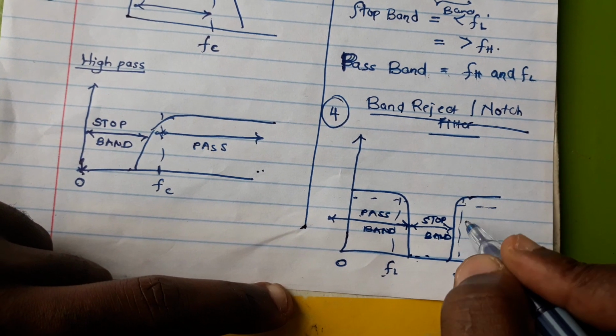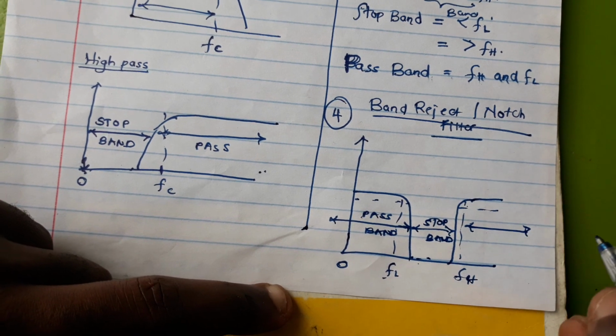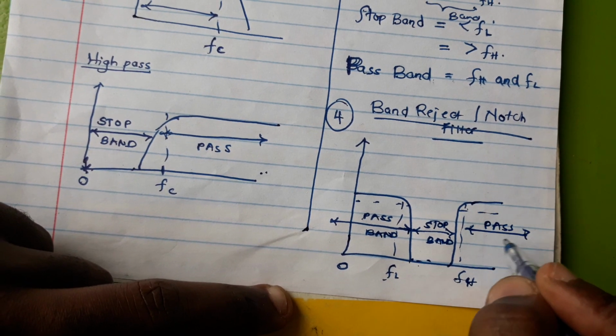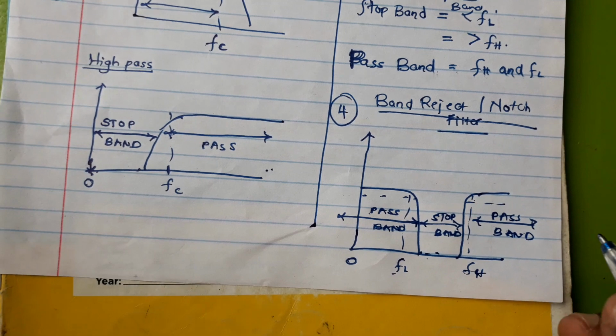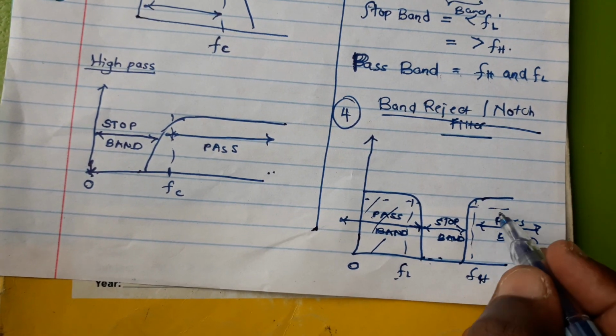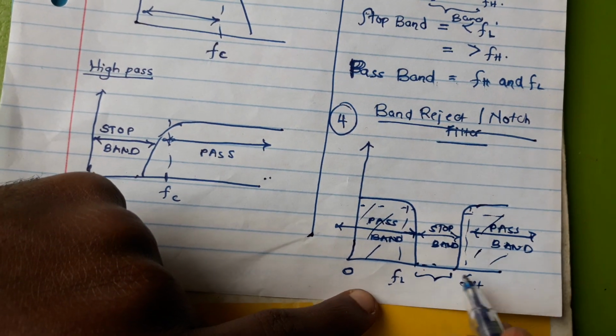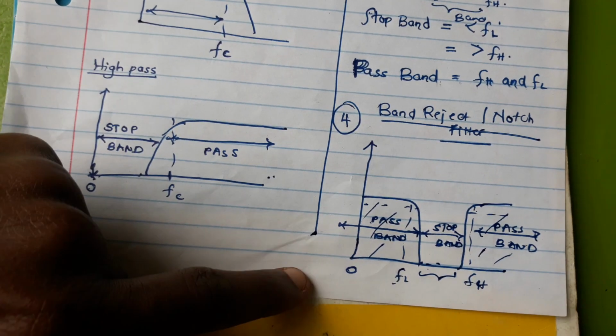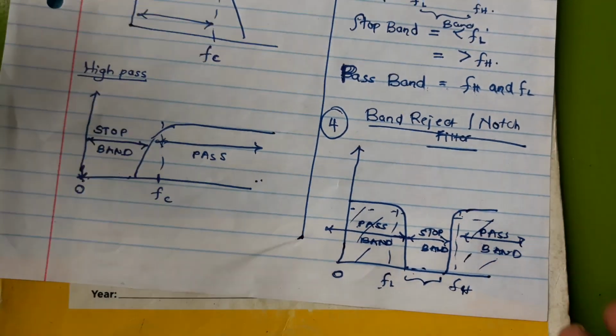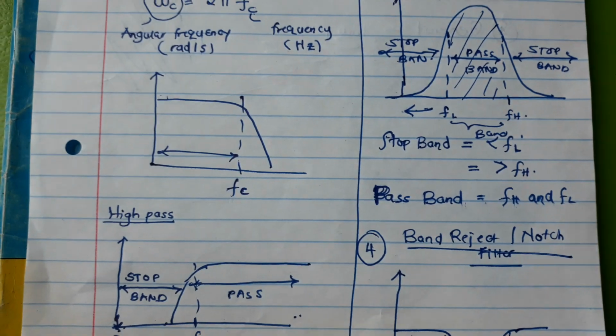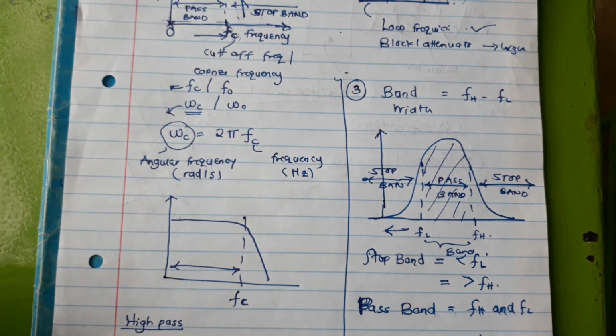And any frequency greater than FH is allowed to pass. So this is our pass band. So as you can see, this is the pass band, this is the pass band, but a range of frequencies is not allowed to pass. And you call this the band reject filter. So basically, these are the general classifications of filters.